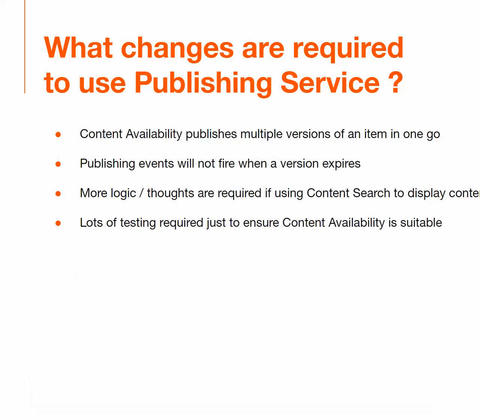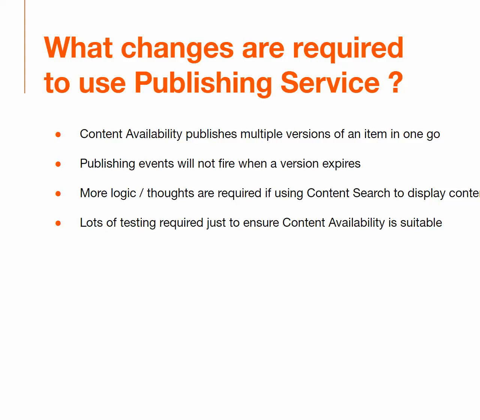Keep in mind, content availability publishes multiple versions of an item in a go. So that means all of those logics, if you say I want to publish something at midnight, if you have content availability turned on, those events will not get fired off at midnight. So just be mindful of that if you use content availability. The publishing events will not fire as a version expires as well. So if a version is expired, with content availability, it will also not fire the event. So be very careful with that.